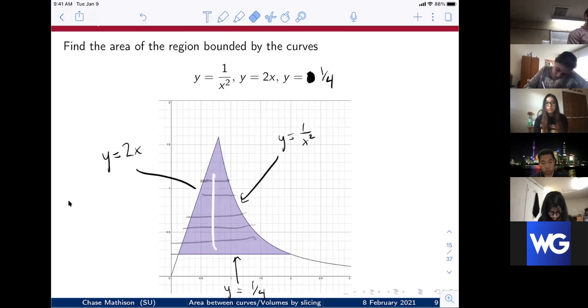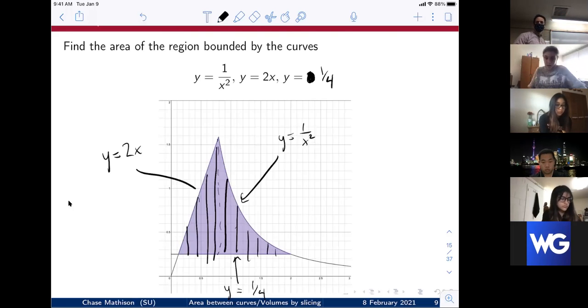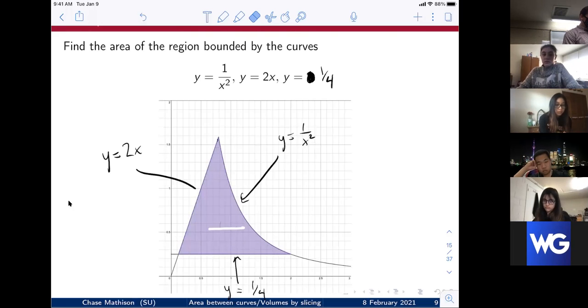Whereas if I was looking at this in terms of x, well, top minus bottom, top minus bottom, top minus bottom. But then here it changes, right? Top becomes 1 over x squared, and bottom is still y equals 1/4. But it's going to be annoying to have to split up that integral to integrate in terms of x. So why not just do it all at once in terms of y? Okay, so we're looking at right minus left now.